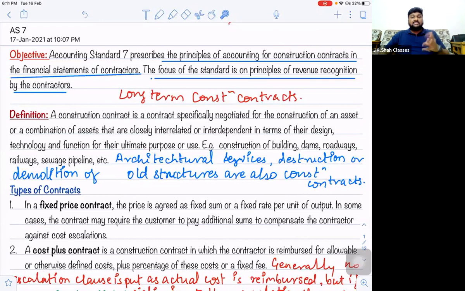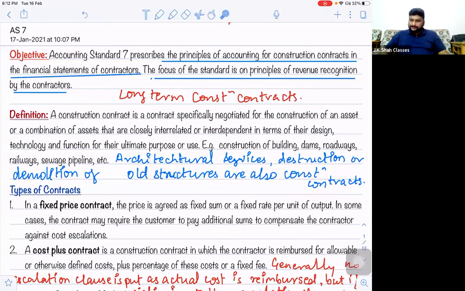Here we don't find skyscrapers. Now in Hyderabad, we find skyscrapers only in the High-Tech City. In Bangalore, you see them in Whitefield, right? Near the airport or near Electronic City. But in Mumbai, you can find skyscrapers everywhere. Why? Because there is only vertical expansion. So old structures are demolished and new structures are constructed. So when you give a contract for destruction or demolition of an old structure, that is also considered as what?